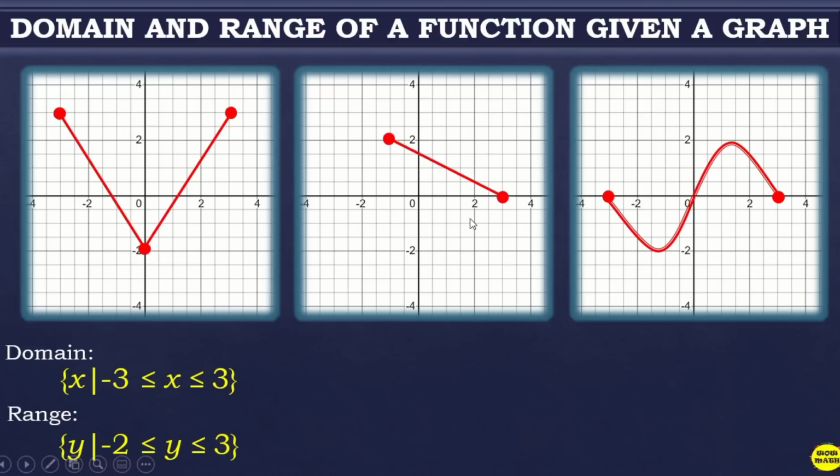Okay, next. Dito naman. Your domain here, ito yung x-axis mo. Okay, so x, galaw-galaw. Saan siya nakatapat? Dito. So, this is negative 1. Hanggang saan? Dito siya nag-end. So, this is positive 3. Kaya your x is greater than or equal to negative 1 but less than or equal to positive 3.